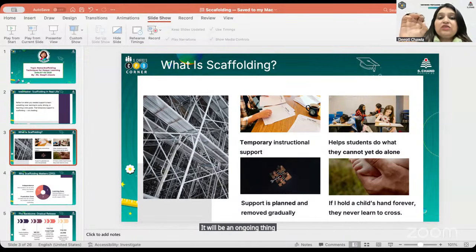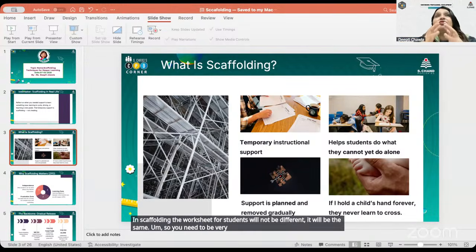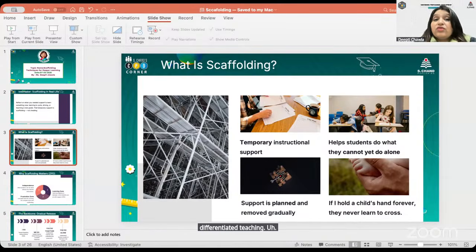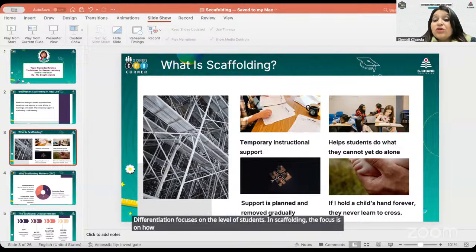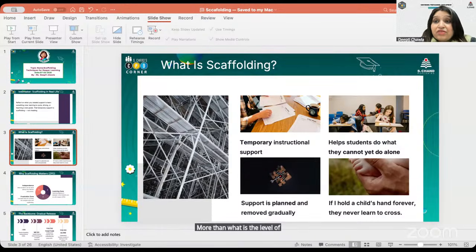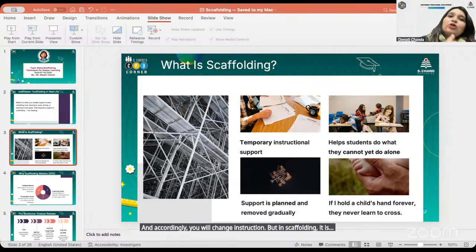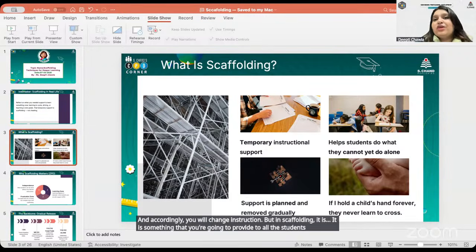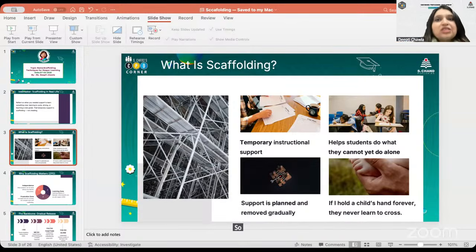There will be different worksheets. In scaffolding, the worksheet for students will not be different, it will be the same. So you need to be very, very clear that scaffolding is not differentiated teaching. Scaffolding focuses on the process. Differentiation focuses on the level of students. In scaffolding, the focus is on how I am teaching more than on the level of my learners. But in differentiation, the level is important, and accordingly you will change instruction. In scaffolding, it is something that you provide to all the students, irrespective of the level they are at. So that distinction is extremely important.